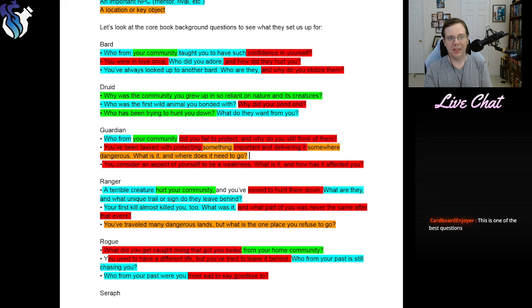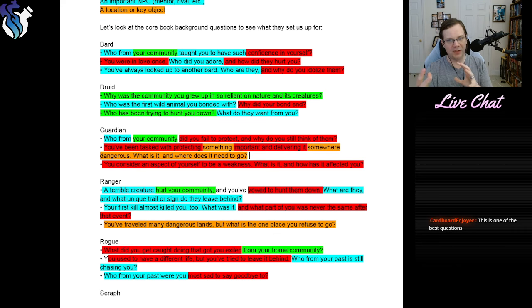Agree. Number 3, you consider an aspect of yourself to be a weakness. What is it and how has it affected you, right? This is all about your character's conception of self, right? And what you think is a weakness, other people may not think is a weakness, right? You may think that your desire to jump into every fight is a weakness because you're too easily baited. But for other people, they know they can depend on you to jump to their defense.